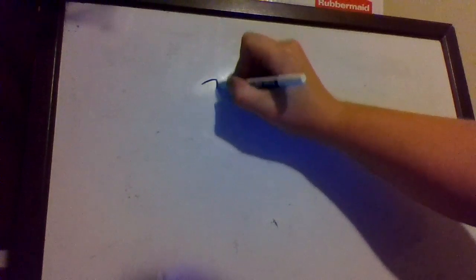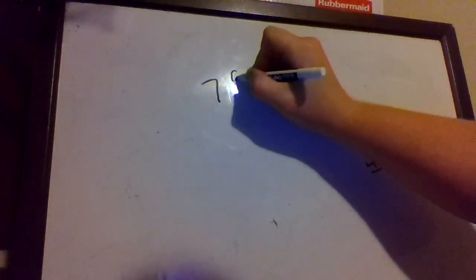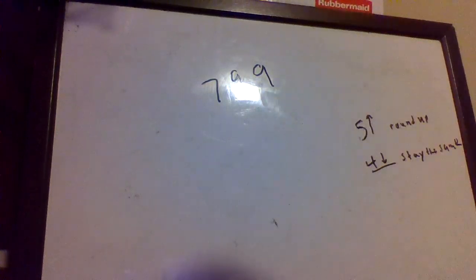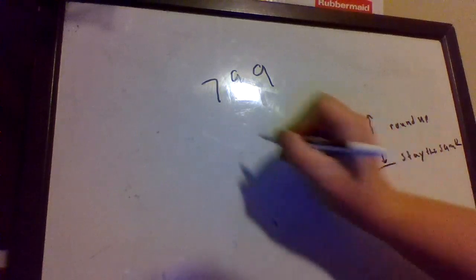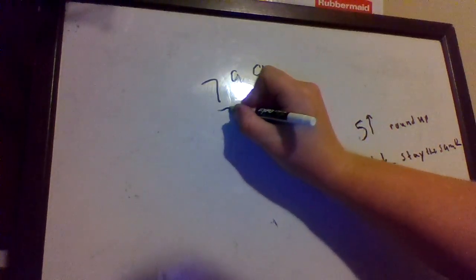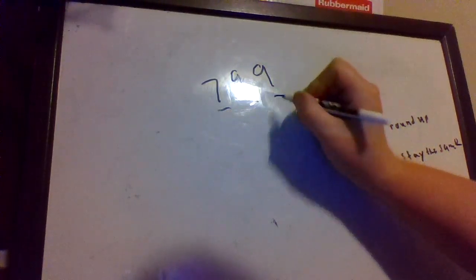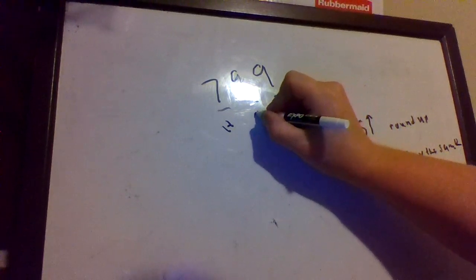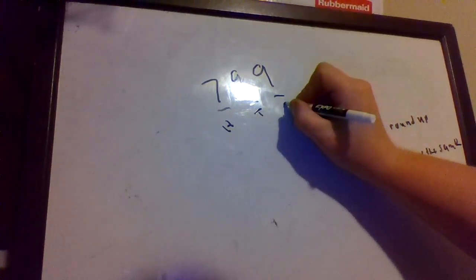Alright, so let's do one more 100. 799. Alright, so we're going to round to the nearest 100. So let's figure out what place is what. So the 7 is in the hundreds place. This 9 is in the tens place. And this 9 is in the ones place.